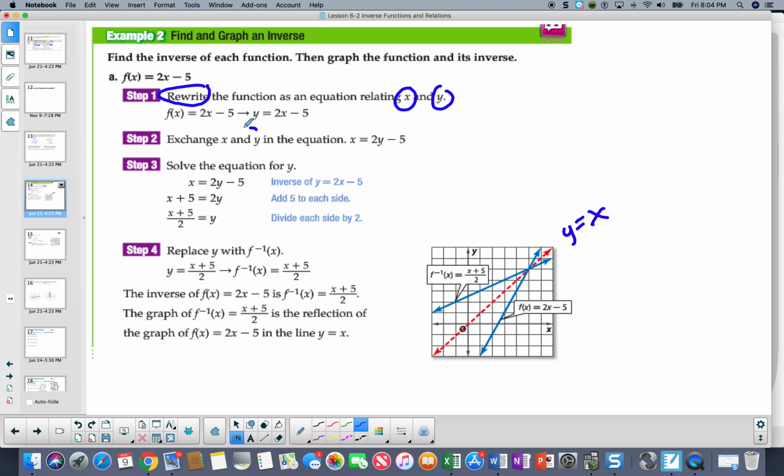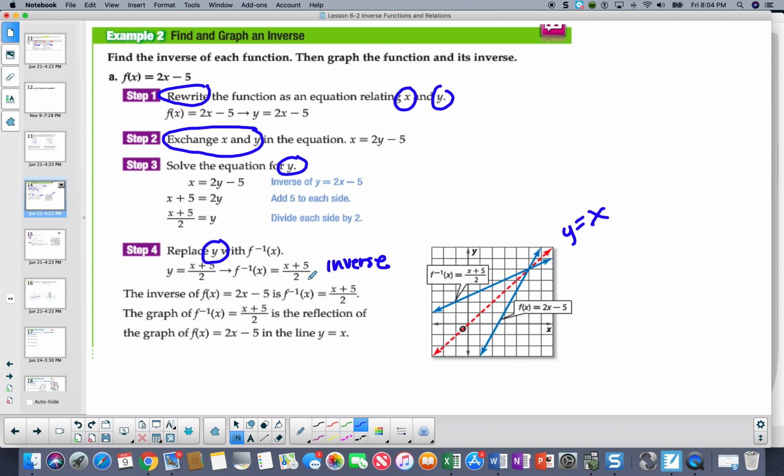Step 2 is to exchange x and y, and that's what we did in geometry. We would just exchange x and y, and that's what we've done here. The x changes to a y, the y changes to an x. And then step 3 is for you to solve for y. So we're going to use our algebra skills to get y by itself. Now that we've gotten y by itself, we're going to replace the y with f inverse notation. So here's the notation, and right here is our inverse.